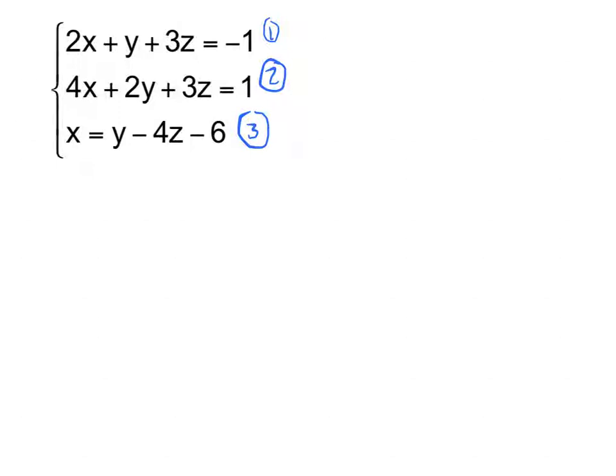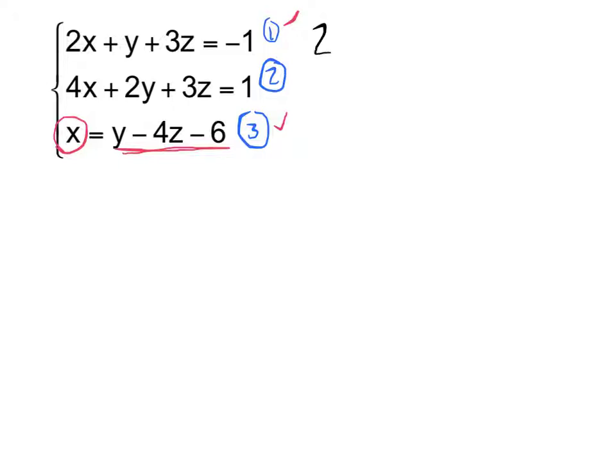Now, I see we have a variable all by itself. Variable x is alone, and we know what x equals. It equals the expression I just underlined. Now, since we have a variable all alone, we can substitute it into one of the other two equations. I'm going to start out by using equations 1 and 3, and I'm going to use substitution.